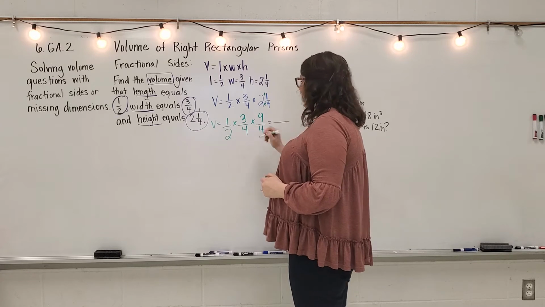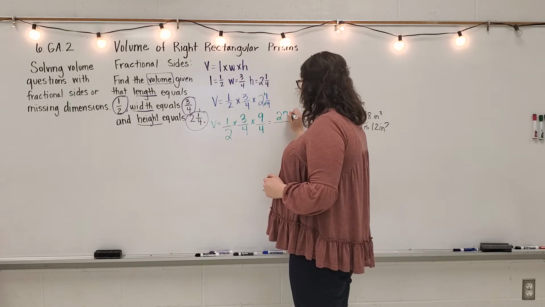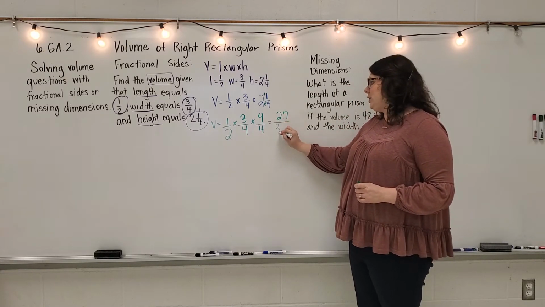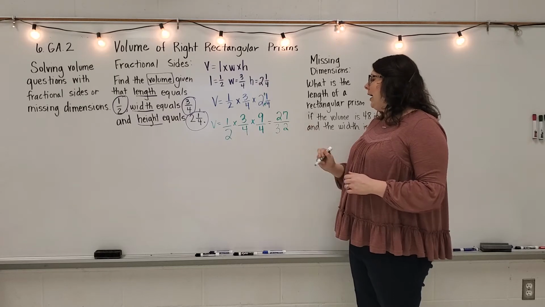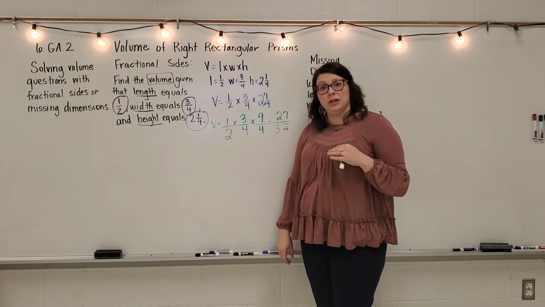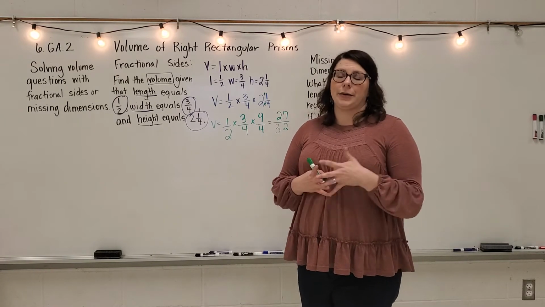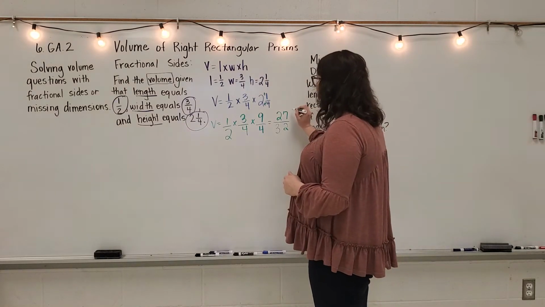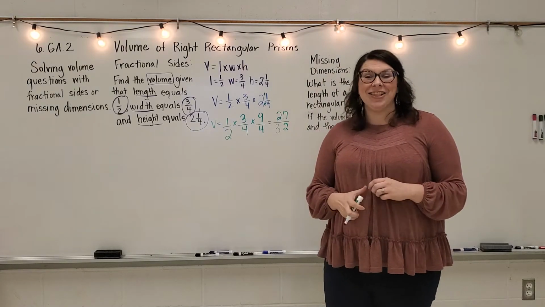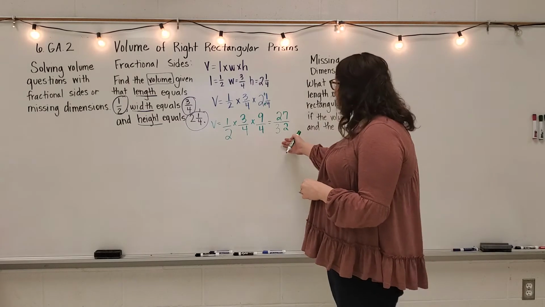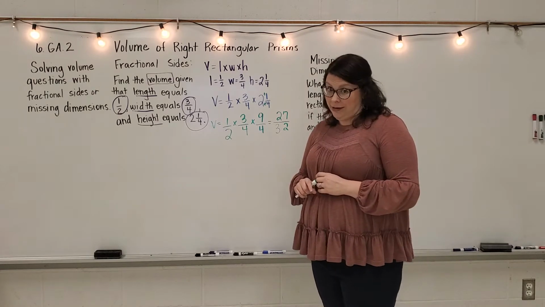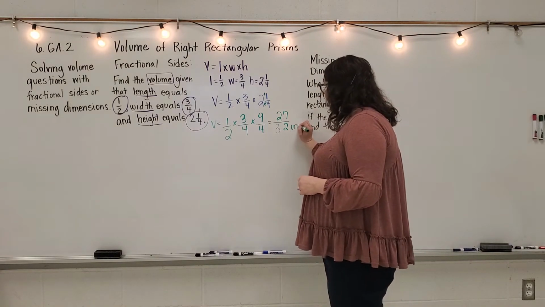1 times 3 is 3, and 3 times 9 is 27. Then I have 2 times 4 is 8, and 8 times 4 is 32. Another way you may want to think about that is 4 times 4 is 16, and 16 times 2 is 32. Because of the commutative property of multiplication, the order doesn't matter as long as we're multiplying. So this is my final answer, except it is not finished yet. When I talk to my students in class, I'll say, okay, what's the answer? And if they were to just give me 27 over 32 or 27 divided by 32, I would say your answer is incorrect because we need to add units cubed.